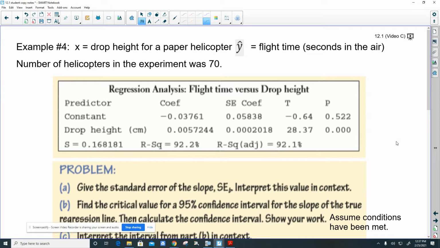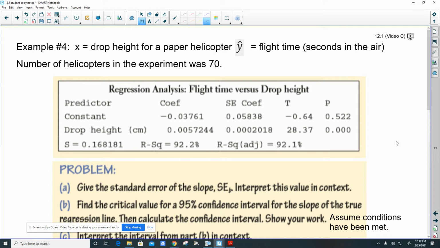Okay, we are on the third video here in section 12.1, continuing our discussion on creating confidence intervals to try to estimate where the true population slope is located. It's the slope that tells you how your two variables are associated with each other. If that slope is positive, then your variables have a positive association. Obviously, if the slope is negative, they have a negative association.